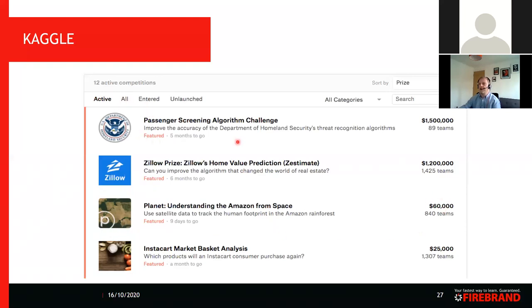Stop humans flying when they shouldn't fly, £1.5 million. And maybe there's a bit of a representation in terms of where we're focusing our analytical data machine learning efforts.